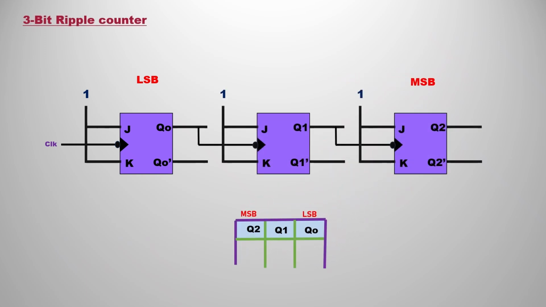In this, if you see, this is a 3-bit ripple counter. We will see the detailed explanation for it in an upcoming video. But remember this: we keep the LSB on the right-hand side and the MSB on the left-hand side, and you can represent it in the truth table like that: Q2, Q1, Q0.